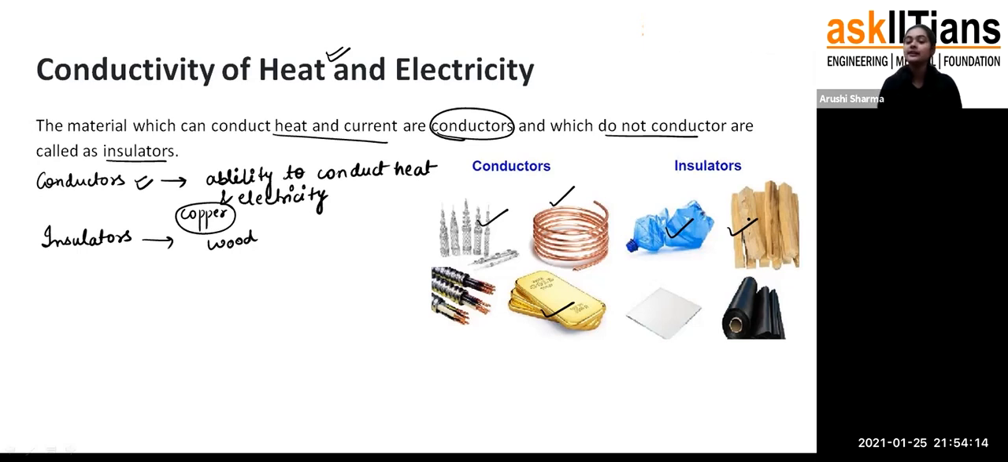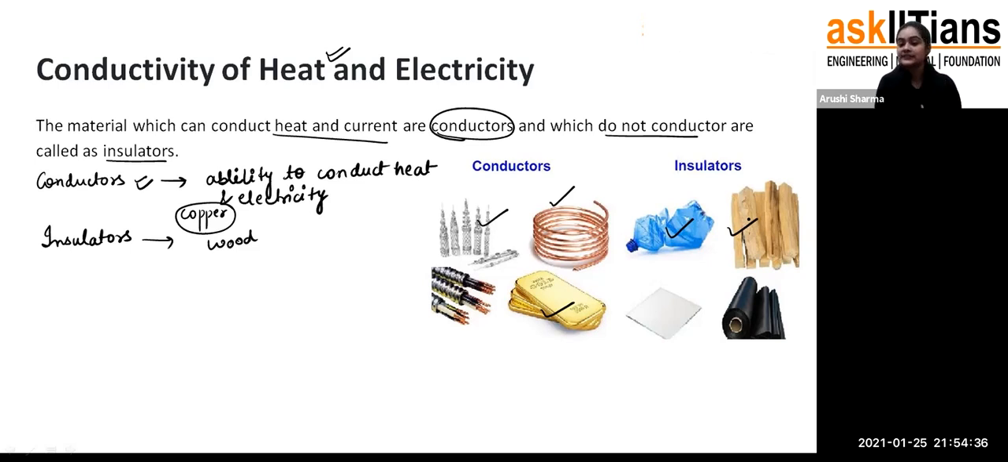So that's why, student, insulators are used in that part where we don't require the passage of electricity or current, whereas conductors are used where we require conductivity. For example, in our houses, for electricity, we require copper wire, so that the current can pass through it and we can get electricity.